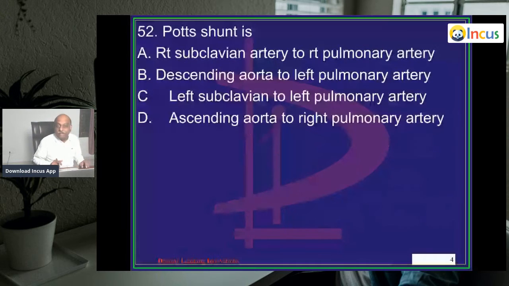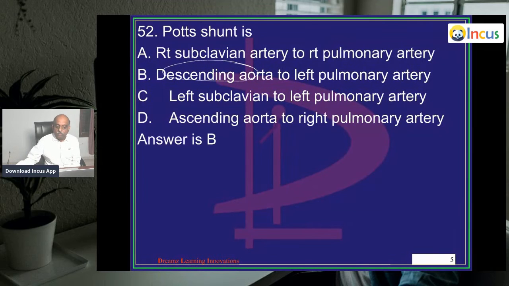Pott's shunt, Waterston shunt, all the shunts you should know. So descending aorta to left pulmonary artery is the Pott's shunt.